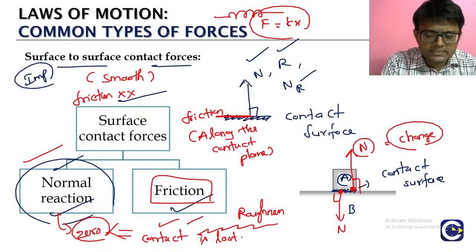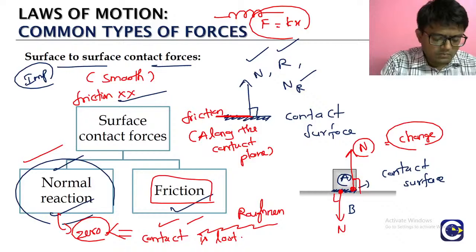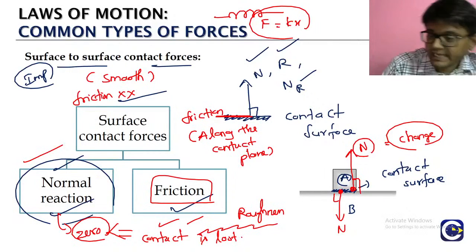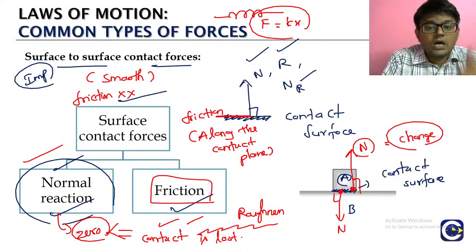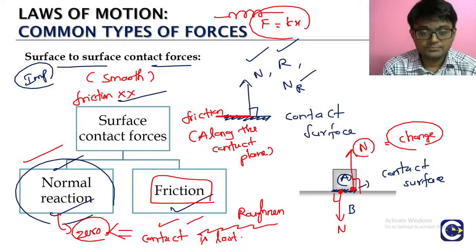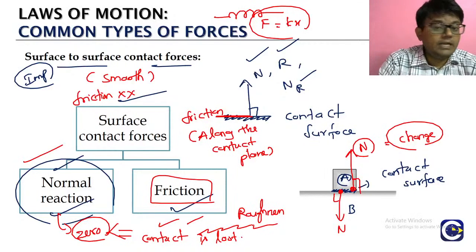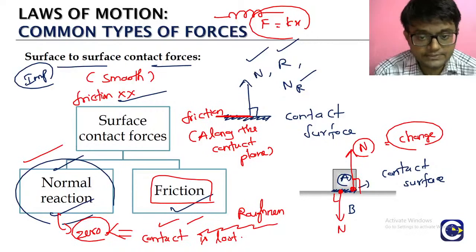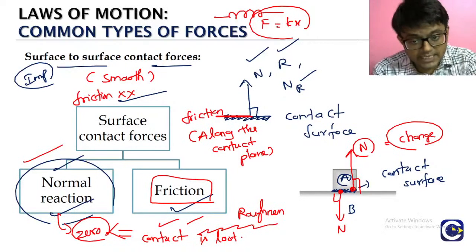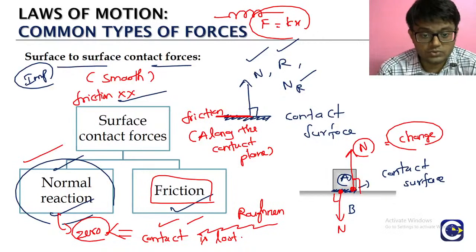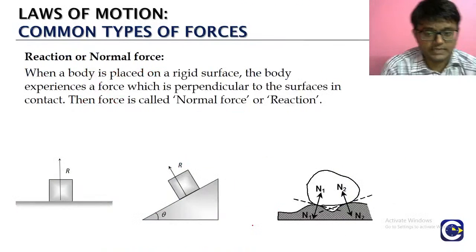Now when you look at this diagram, most students always think that normal reaction will always be vertically either up or down. Normal reaction will depend upon the orientation of the contact surface. It may be vertically up, maybe vertically down, or it can have any other orientation also. For that, we'll just take a look at some examples.